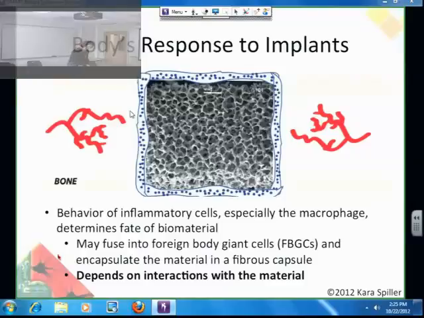So it's really not known what about the biomaterial causes a thick or a thin fibrous capsule. But interestingly, you can use the thickness of the fibrous capsule to estimate the severity of the immune response. So the thinner the fibrous capsule, the better integrated the biomaterial will be. And I would think of that as a more biocompatible material.